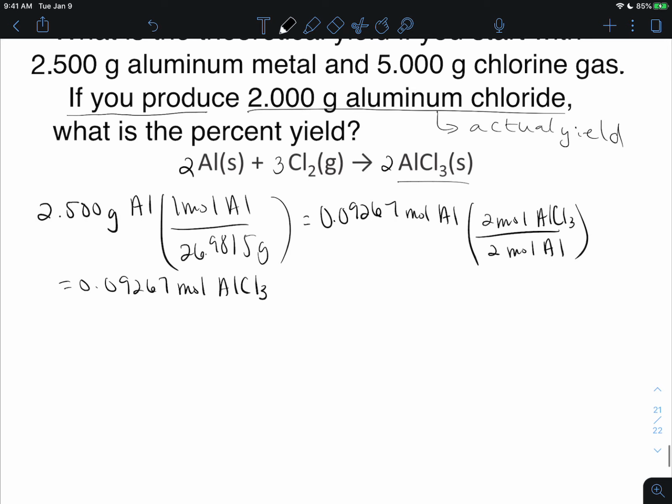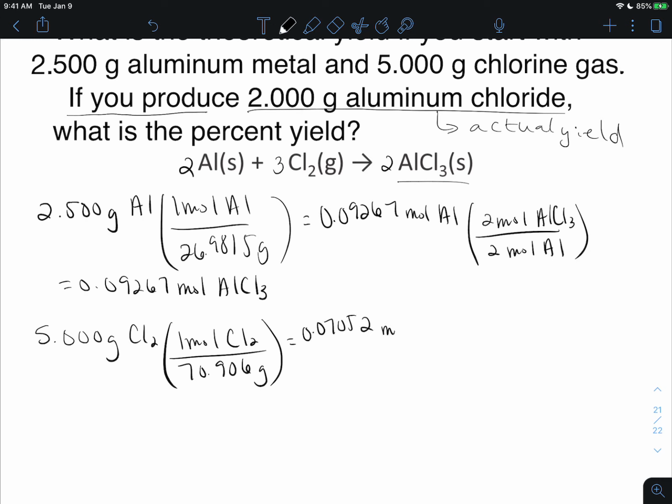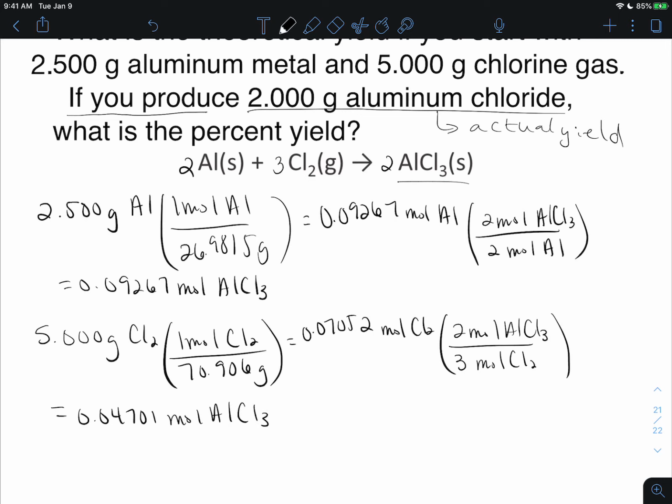Same thing with our chlorine. We have 5.000 grams of chlorine gas. It has a mass of 70.906 grams per 1 mole of molecular chlorine. So we take our 5 and divide it by our 70.906, and we get 0.07052 moles of chlorine. And then, using our molar ratios, 3 moles of chlorine gives us 2 moles of aluminum chloride, giving us a total of 0.04701 moles of aluminum chloride. That is the smaller amount. So chlorine is our limiting reactant.